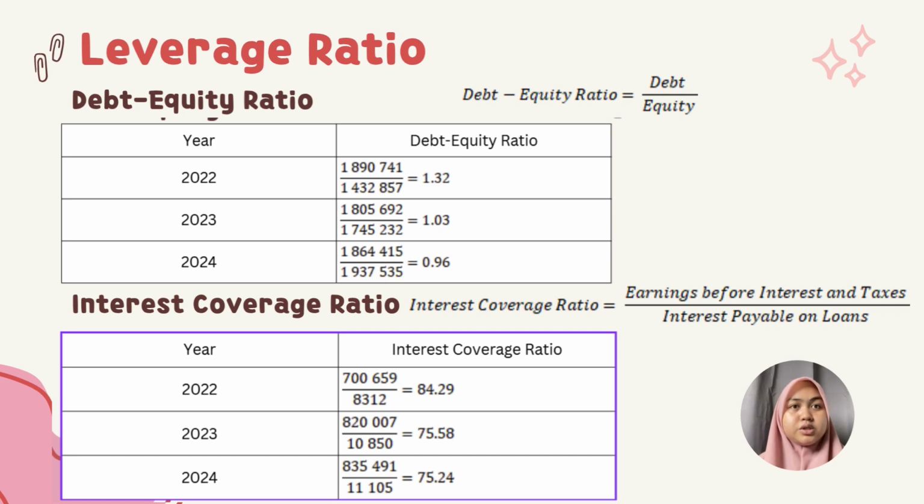Lastly is fixed charges coverage ratio. After calculating using the formula, we can see that the fixed charges coverage ratio for 2022 is 53.71. For 2023 is 53.08, and for 2024 is 75.56.